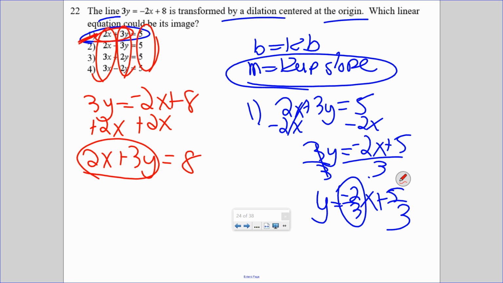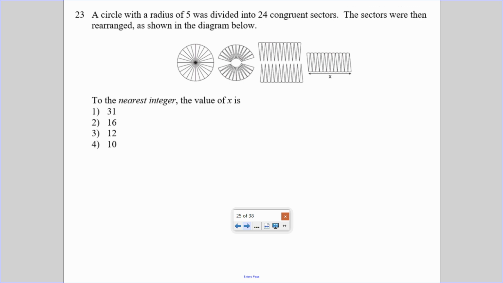Either way. A circle with a radius of 5 was divided into 24 congruent sectors. Somebody's got way too much time on their hands. The sectors were then rearranged as shown in the diagram below. So nearest integer, what's the value of x? Well, basically what we have here is we took the circumference of the circle, and each of this side and this side makes up half of the circumference of the circle.